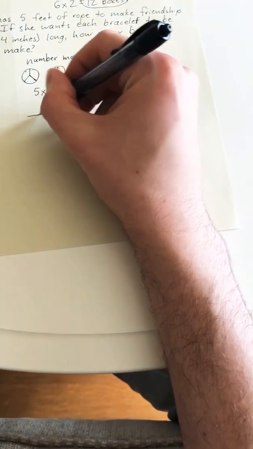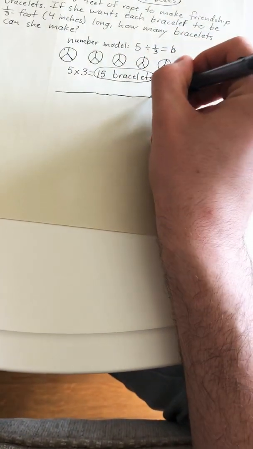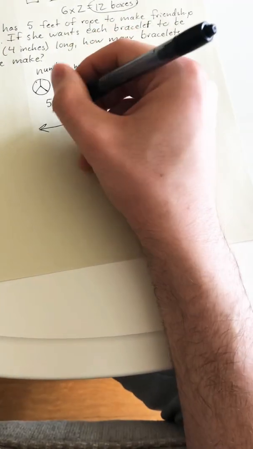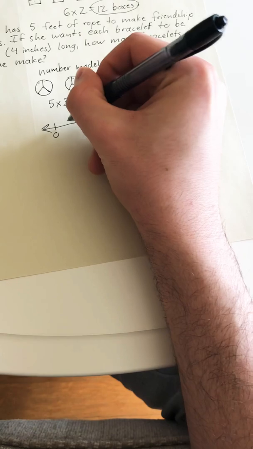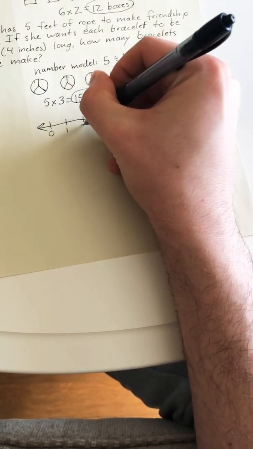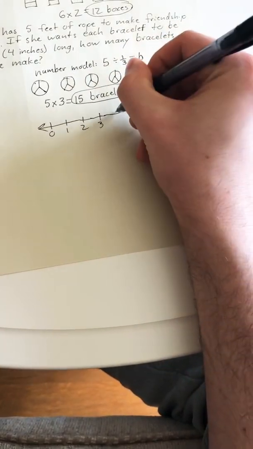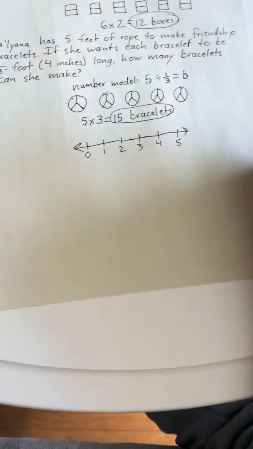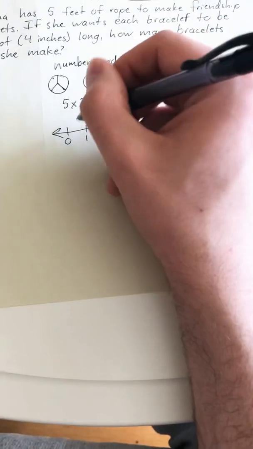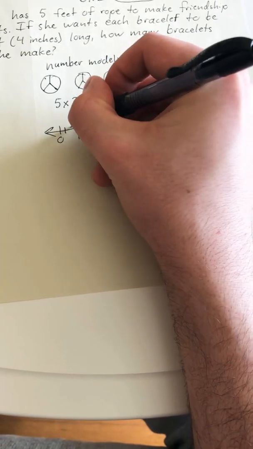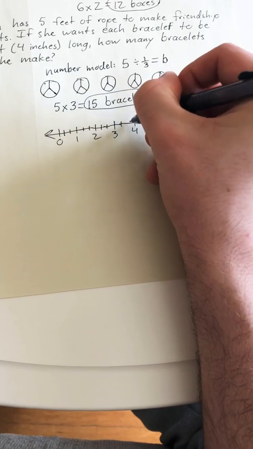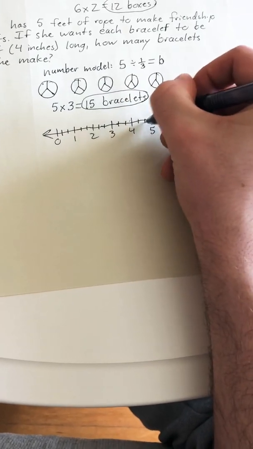Before we leave, another way that you could have solved this problem is you could have used a number line. So if you used a number line, numbered from 0 to 5 for your 5 feet of rope. Okay, if I'm using a number line and I'm dividing into thirds, I need 3 total tick marks between each whole number. So I'm gonna go ahead and put those tick marks in.